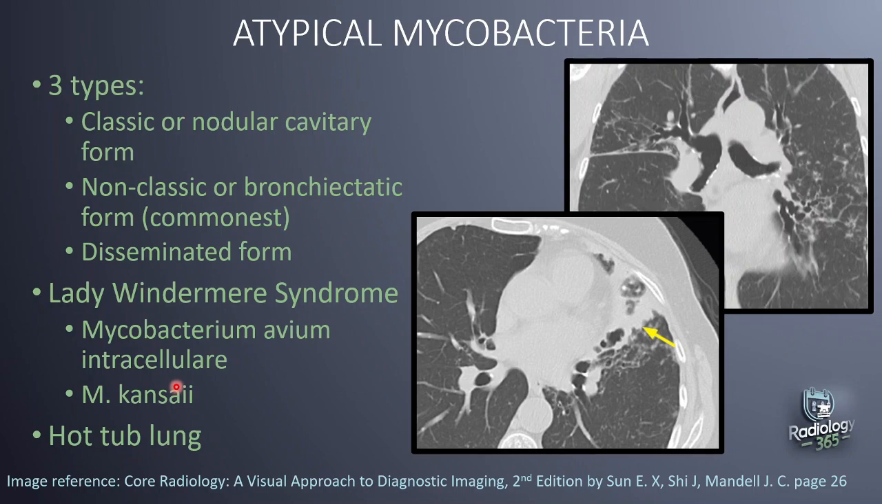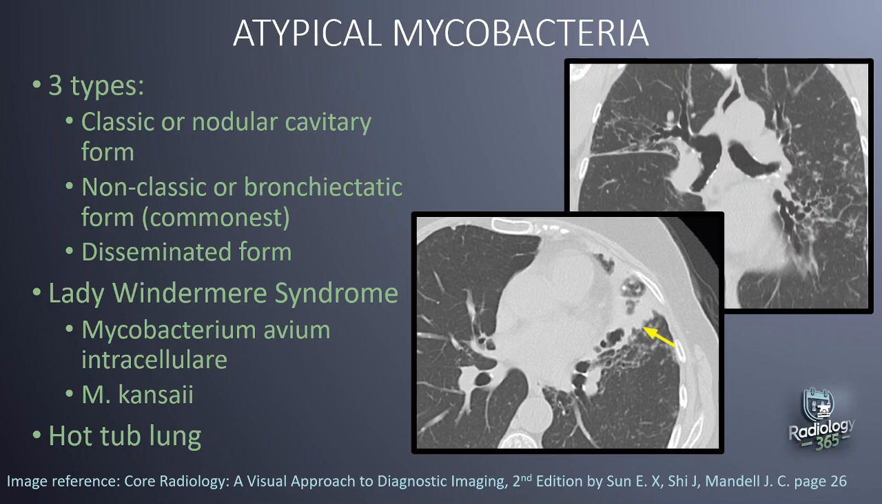The first one is the classic or the nodular cavitary form that simulates TB. Typically, it's seen in patients with chronic lung disease. Then there is a non-classic or bronchiectatic form, which is the more common of the three types. Lastly, there is the disseminated form of atypical mycobacterial infection that typically causes lymphadenopathy in immunocompromised patients, usually AIDS patients.